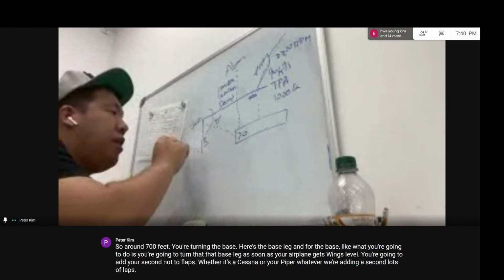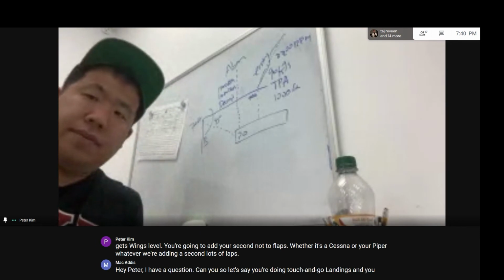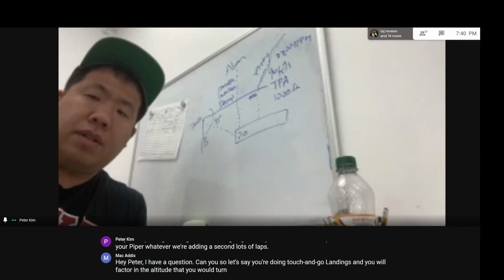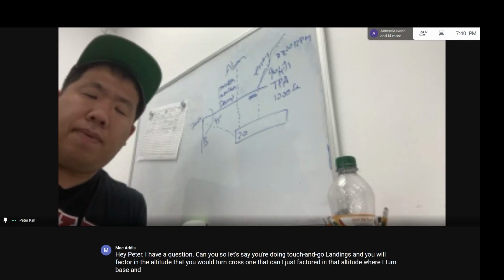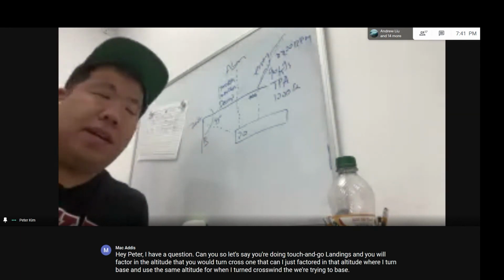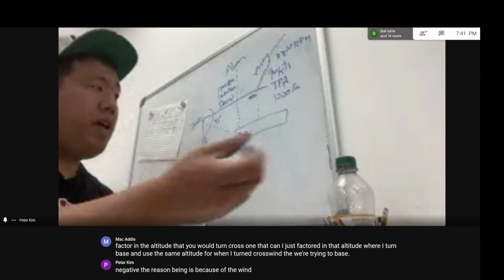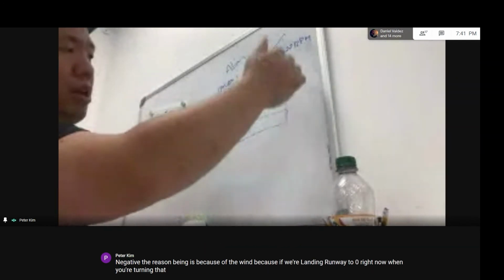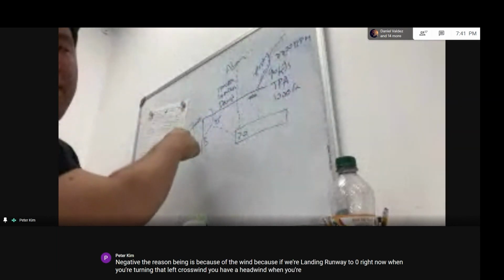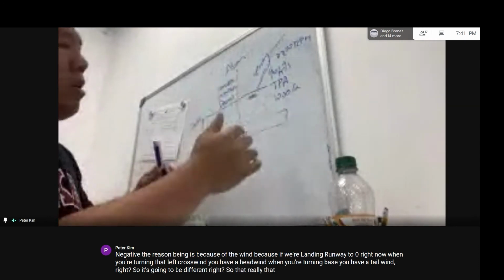Hey Peter, I have a question. Let's say you're doing touch and go landings and you factor in the altitude that you turn crosswind at. Can I just use the same altitude when I turn base as when I turn crosswind? Negative. The reason being is because of the wind. If we're landing runway 20 right now, when you're turning that left crosswind, you have a headwind. When you're turning base, you have a tailwind, right? So it's going to be different. So that doesn't matter that much.